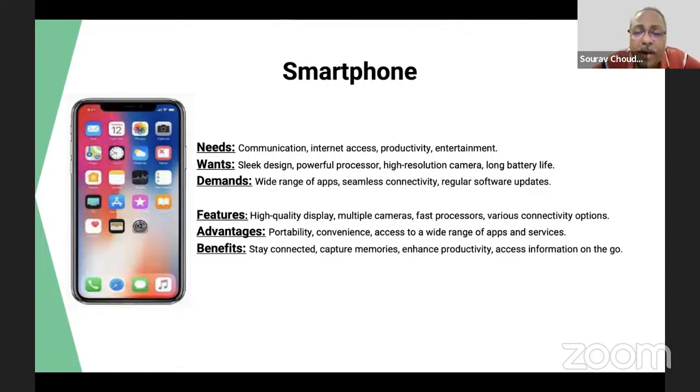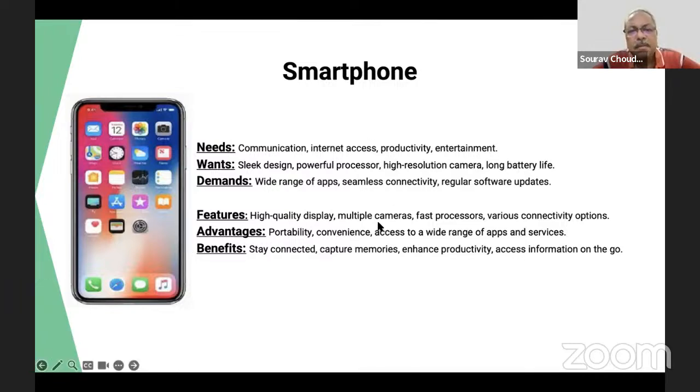Fast processor. What is the advantage? Can do multitasking at the same time. What is the benefit? Enhanced productivity is possibly the benefit. Okay. Correct. So does it make sense? यहाँ पर थोड़ा सा करेक्ट करना पड़ेगा, नीड्स, वांट्स, डिमांड्स को, फीचर्स को, एवरी फीचर्स आस्क इंडिविजुअली करो. If the feature is high quality display, then so what? Okay. What is the advantage of that and what is the benefit of that advantage?